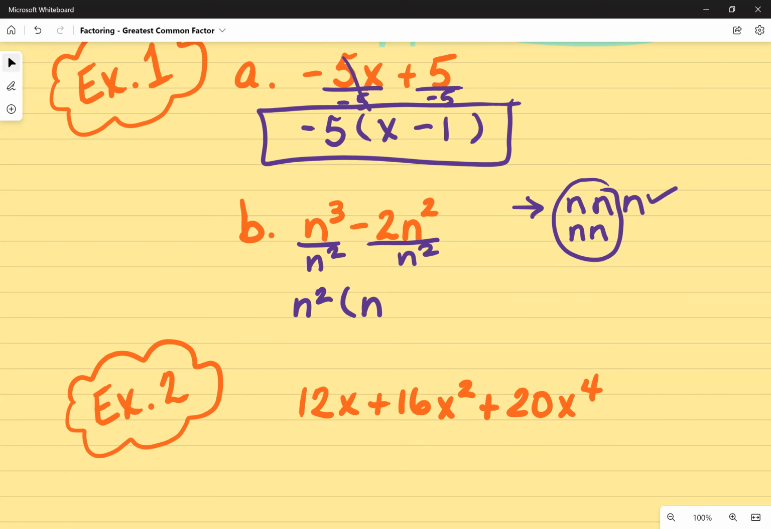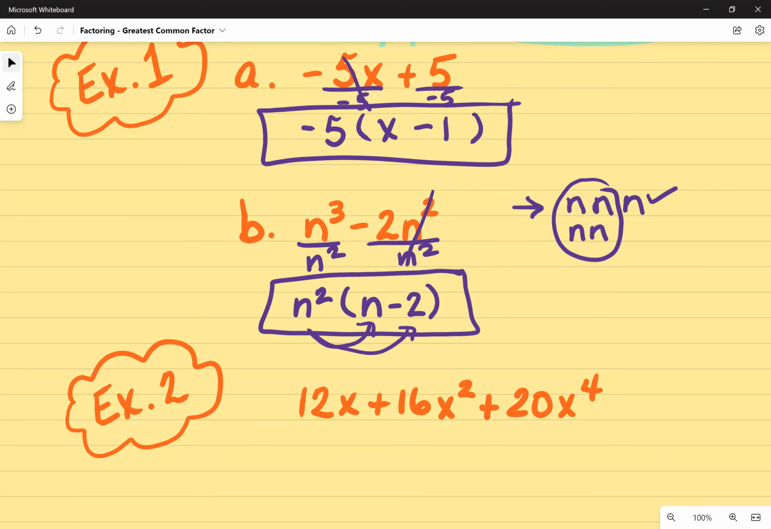So now I'm going to bring down the next term. Negative 2n squared divided by n squared is negative 2n. Negative 2 divided by 1 is negative 2, and then n squared divided by itself is simply 1. So negative 2 times 1 is negative 2. So that's going to be my final answer for this one. Again, you want to always double check it. N squared times n is n cubed. N squared times negative 2n is negative 2n squared. And again, that is what you started out with originally before you started dividing anything out. So that is how you factor out the greatest common factor for binomials.